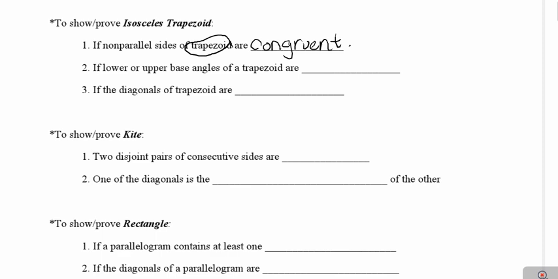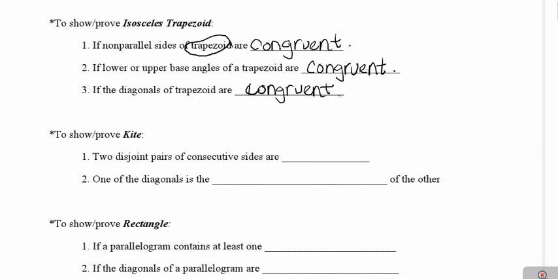Another way to prove that is if the lower or upper base angles of the trapezoid are congruent, then you can say it is an isosceles trapezoid. And finally, if the diagonals of a trapezoid are congruent, then we can call it an isosceles trapezoid.